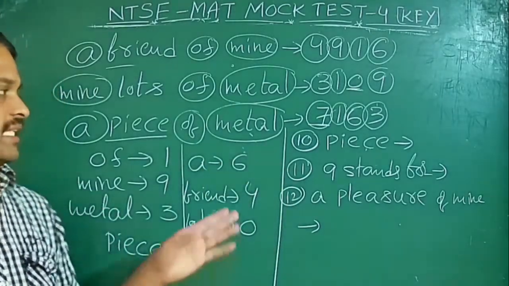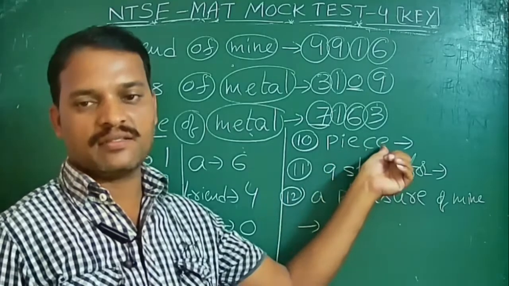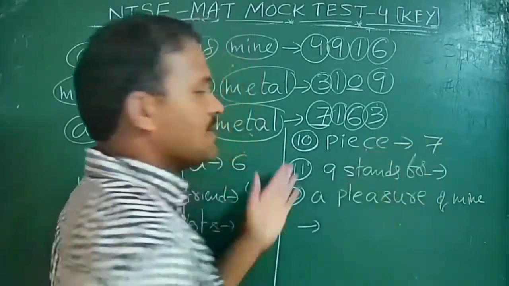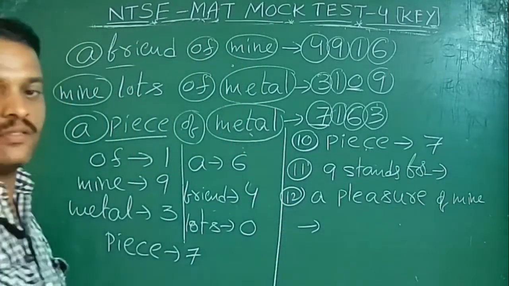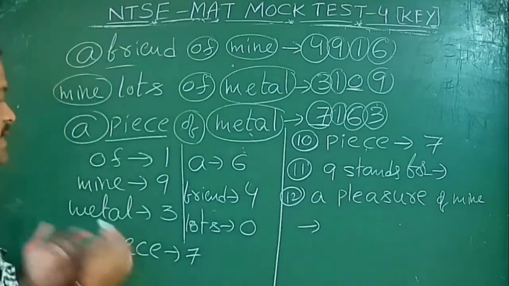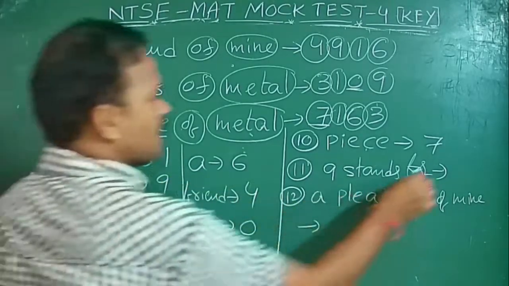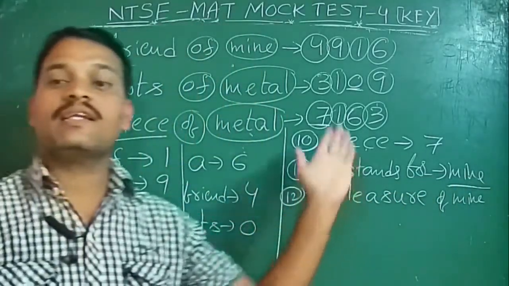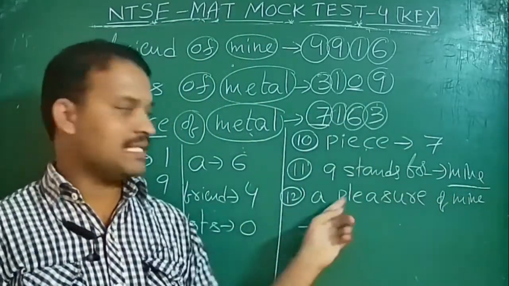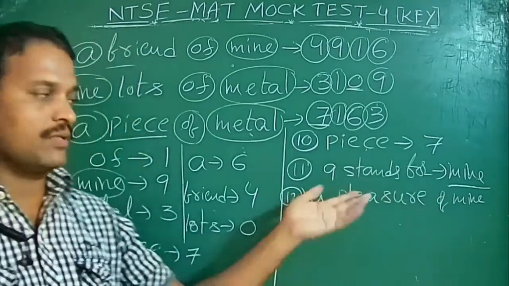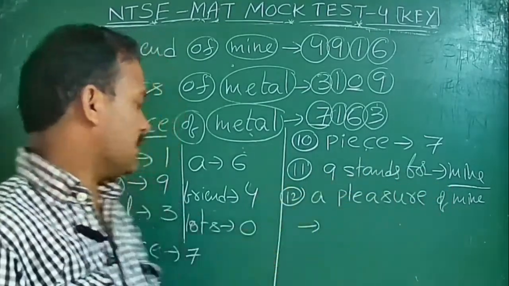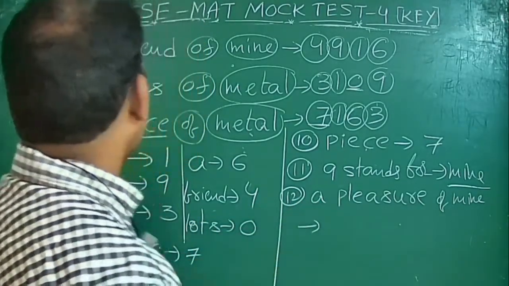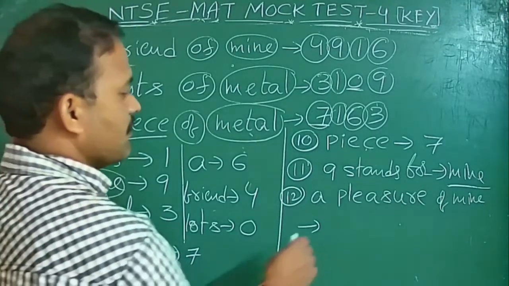Okay. So simply, what is the code of piece? Piece code is 7 only. So that is the 10th one's answer. And next, 9 stands for what? 9 stands for mine. Mine code is 9 only. So for 9 it is the decoding process, right? The inverse method, no? Reverse coding, right? So that is nothing but 9. And next, a piece of mind, this is.